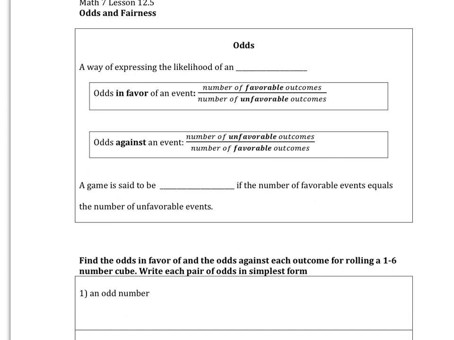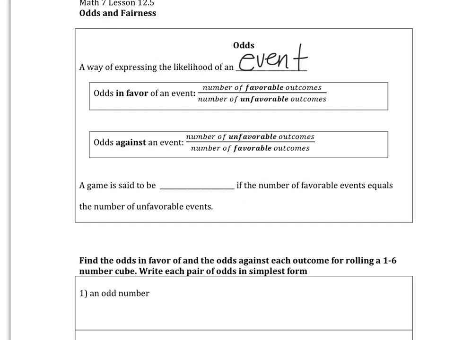Math 7, Lesson 12.5, Odds and Fairness. Odds are a way of expressing the likelihood of an event. So what that means is that the odds in favor of an event would be the number of favorable outcomes over the number of unfavorable outcomes. And the odds against an event are the opposite of that. It's the number of unfavorable events over the number of favorable events.